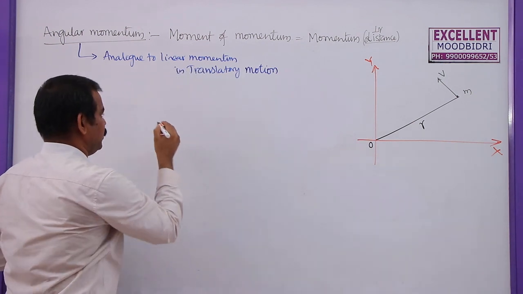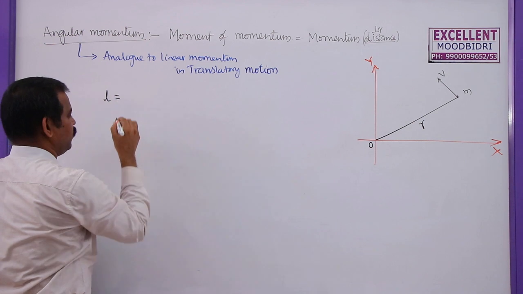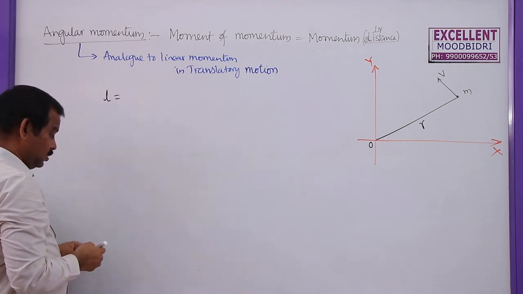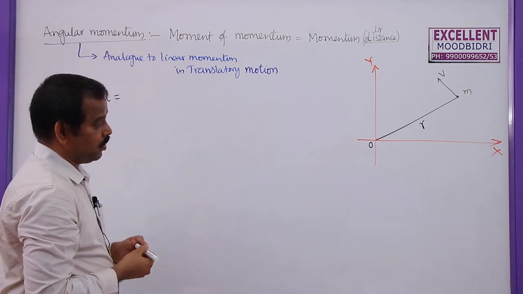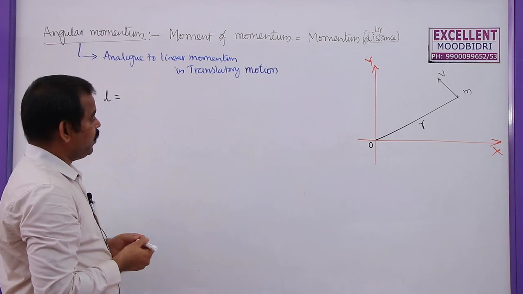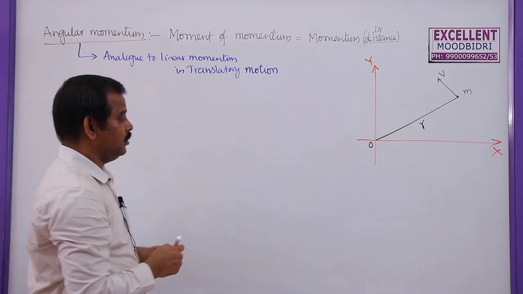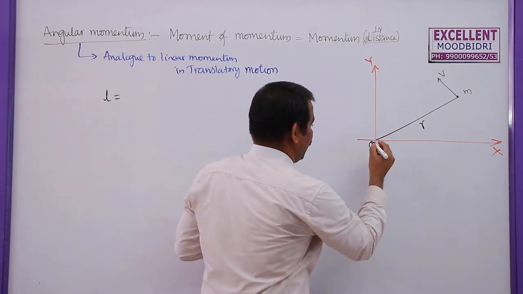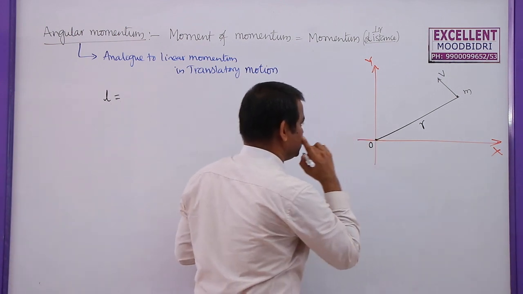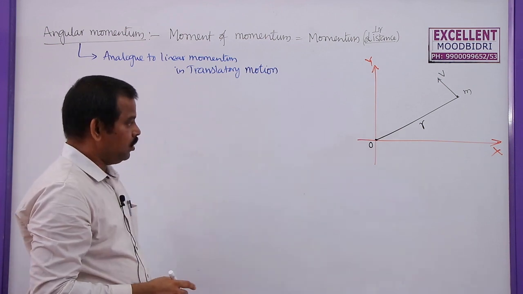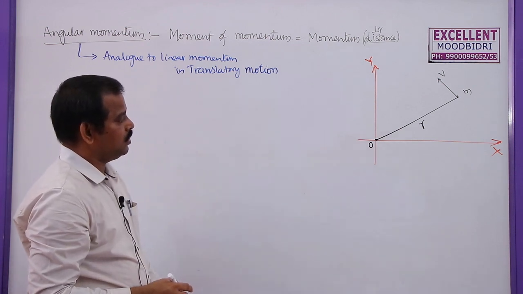The angular momentum is given by the momentum times the distance of that particle from the origin. Why? Because while finding angular momentum, we can find it about any point. In general, if it is not mentioned, always consider the origin. So here I am going to find the angular momentum of this particle about the origin.